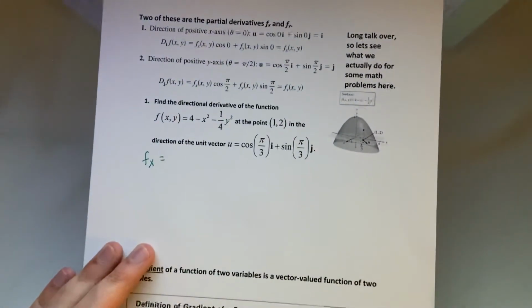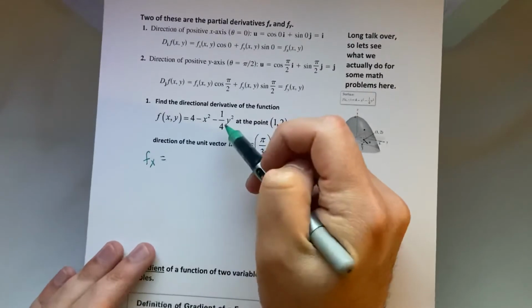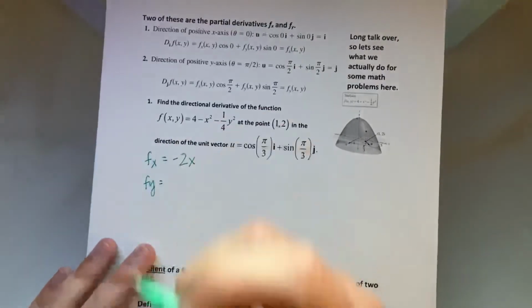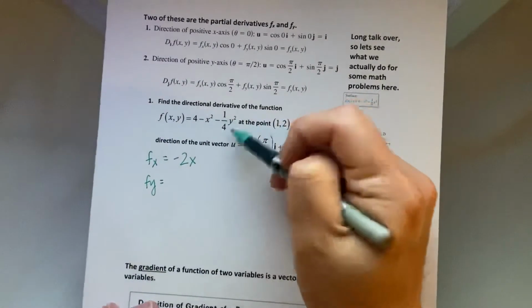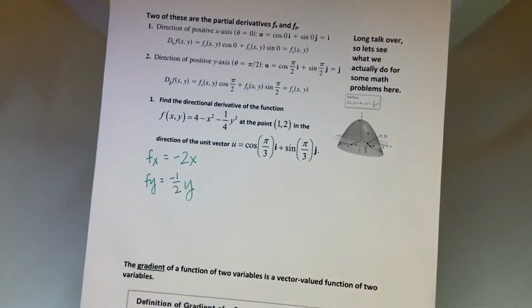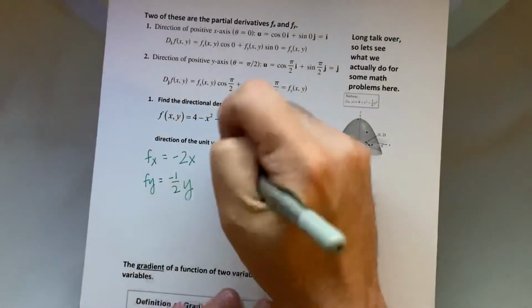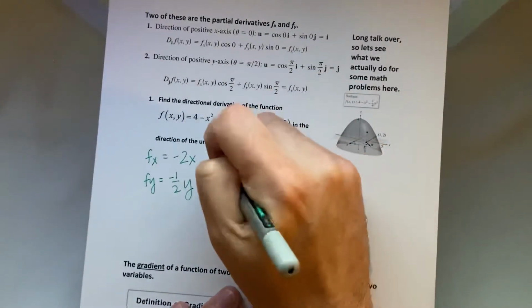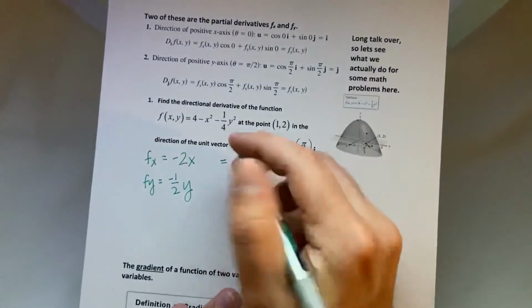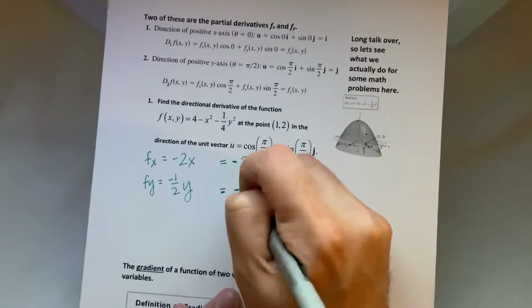So the partial derivative with respect to x, these are constants in terms of x, so this should just be negative 2x. The partial derivative with respect to y, this is the only part that matters, it'll be negative 1/2 y. Now, it wants it at the point (1, 2). So at the point (1, 2), that means x is 1. This would be negative 2. This is 2. This is negative 1.